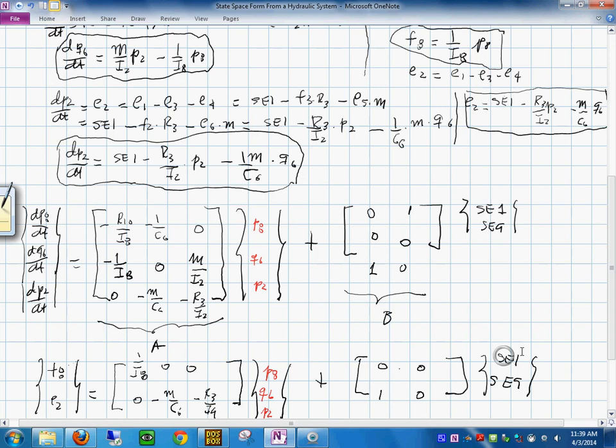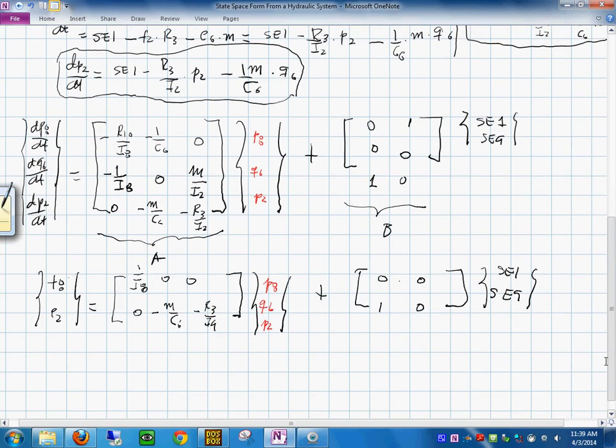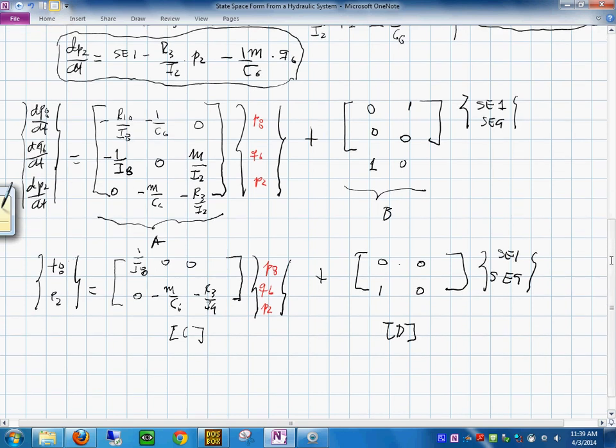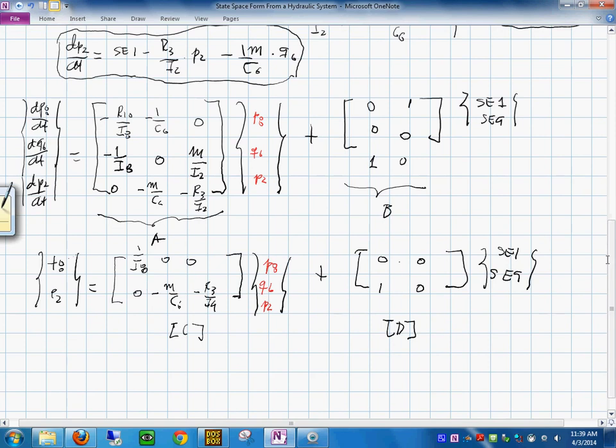This is the end of this exercise by hand. So this is the C matrix, and this is the D matrix. Okay, so this is what we have right now, as we have derived it by hand. This is state space form.